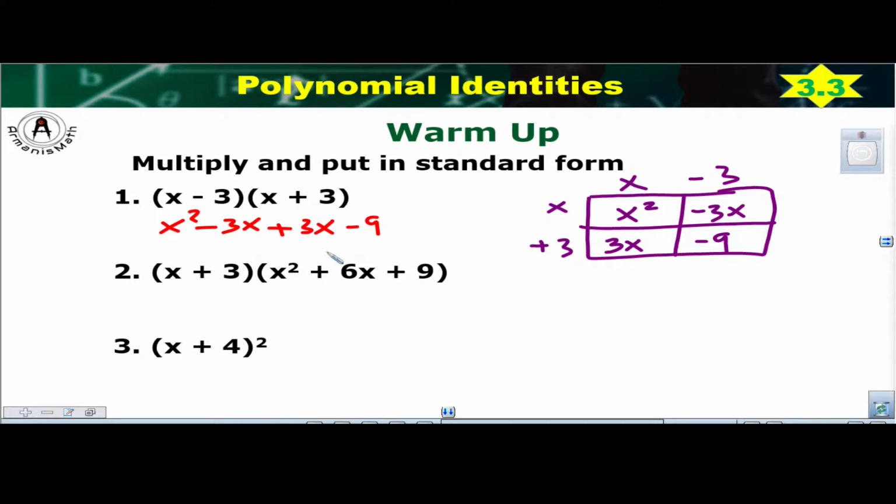I need more of us on the chat. I need more of us on the whiteboard. Comment. Here we go. All what you're going to get from this whole thing is just x squared minus 9. That's what you're going to get.